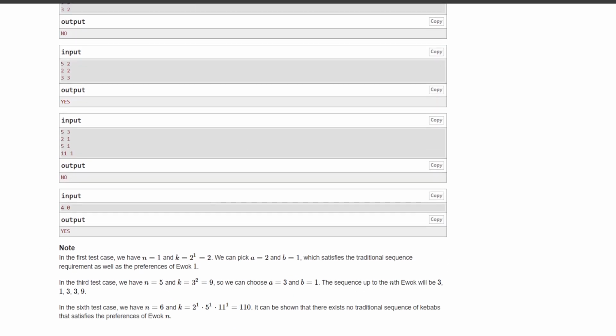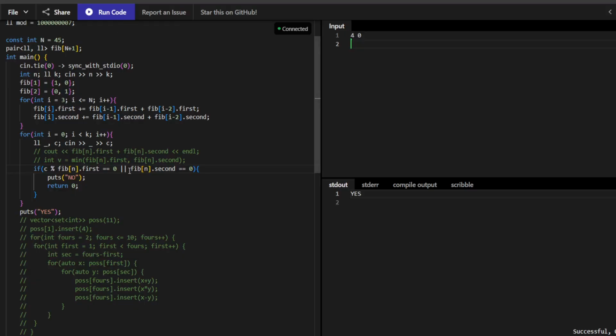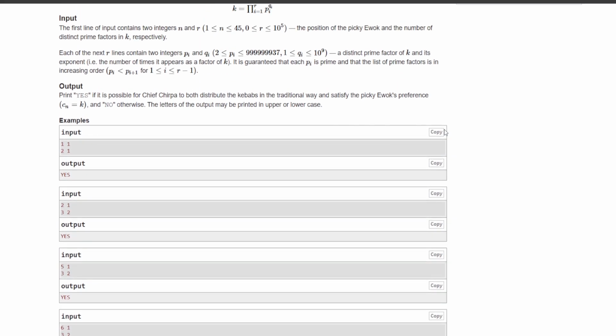No, that's wrong. I think if they're both not 0, you print no. Otherwise, you print yes. If they're both not 0? Ooh. Yeah. Wait, if they're both not 0, then you print no? Yeah. Like that? Yeah, I think so.